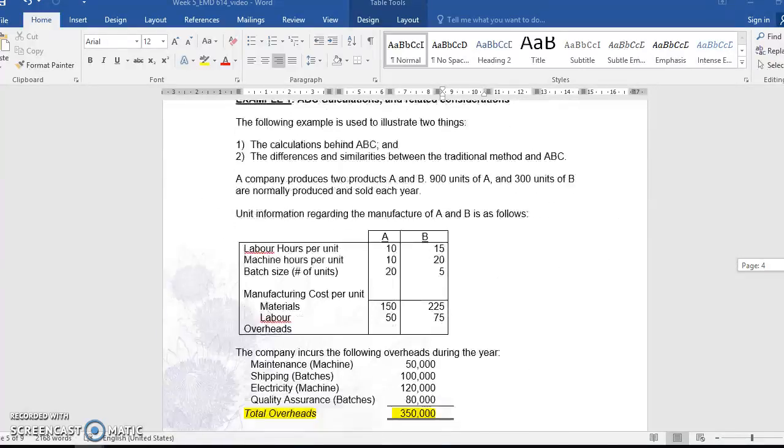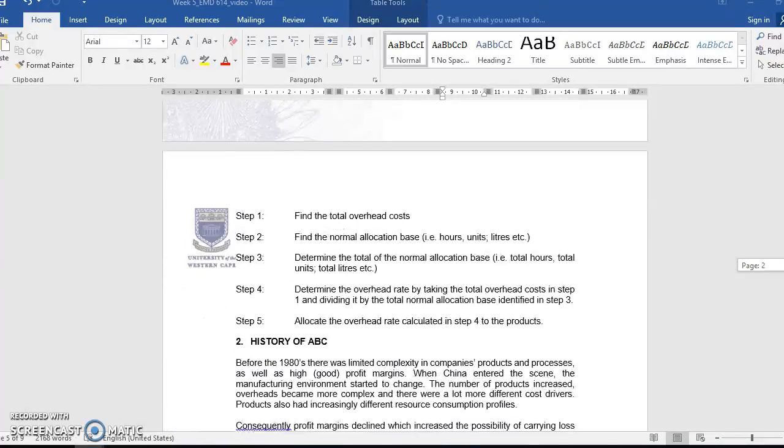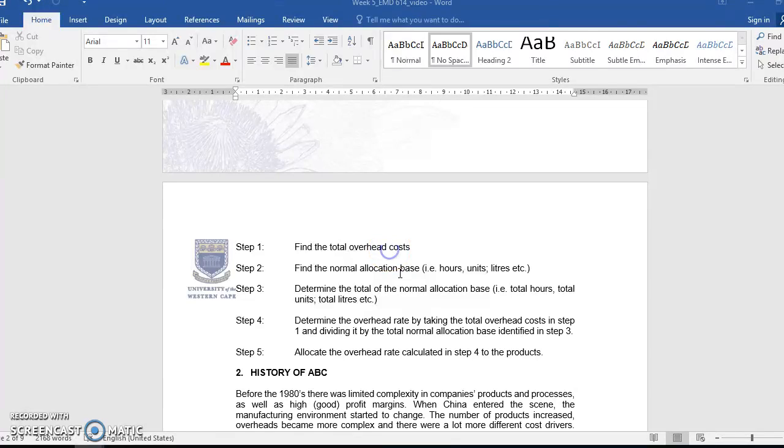So, just a recap, we apply the steps: find total overheads, find the normal allocation base, find the total of the normal allocation base, which in this case was labor hours. So we needed to find the total labor hours. We take the total overheads divided by the total labor hours. We get a rate per hour, and then we allocate that rate to the products based on how many hours each product uses. Alright, so that's the traditional method.